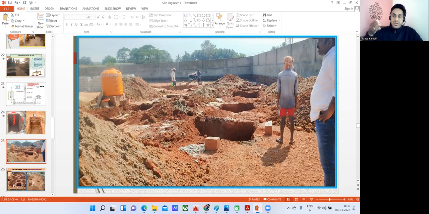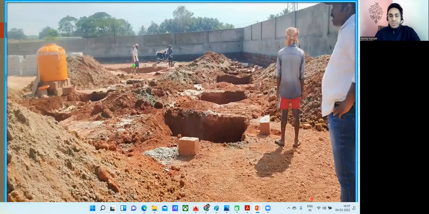You cannot, let us say your neighbor constructed a G+1 building, and you want to construct a G+5 building. In that case, whatever depth he has taken, you cannot take the same depth, since your height of the building is more, you're constructing more floors, more load is coming. Then you have to get in the geotech consultant and get your soil tested, right? So I hope I was able to convey most of the things in this lecture.